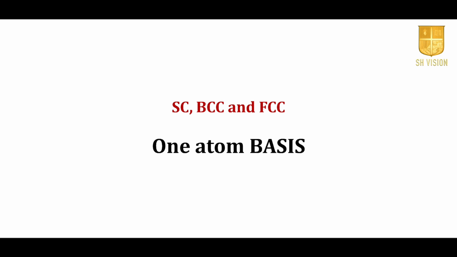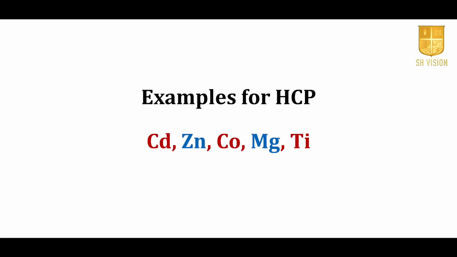In hexagonal close packed crystal structure, there are many metals crystallized in this structure. Examples are cadmium, zinc, cobalt, magnesium, titanium. So, these are a few examples for hexagonal close packed crystal structure.